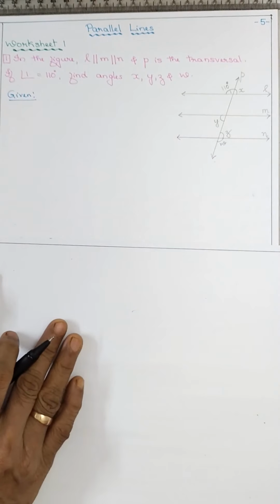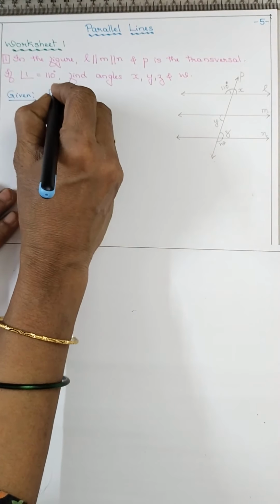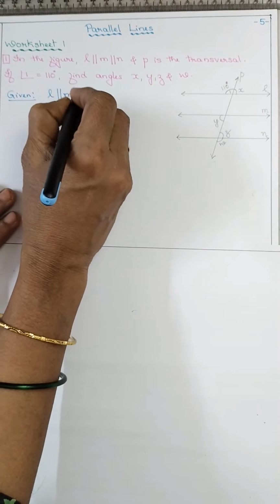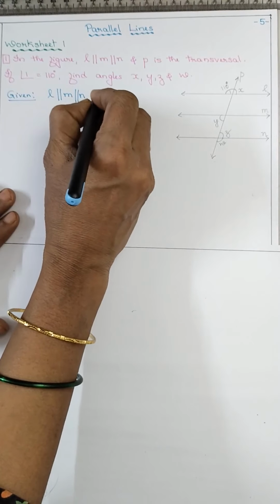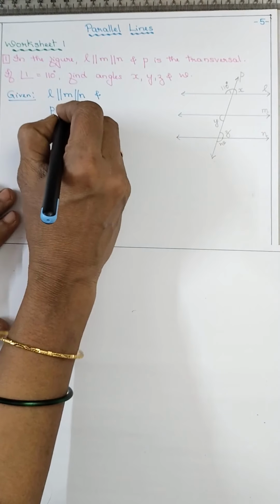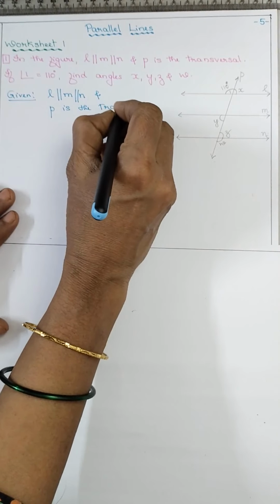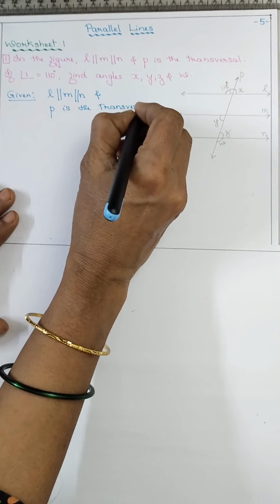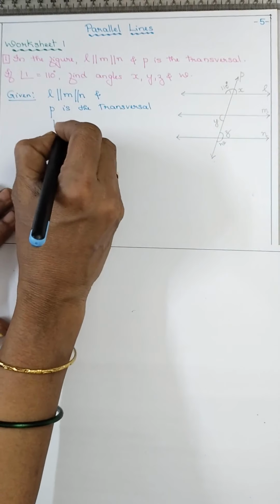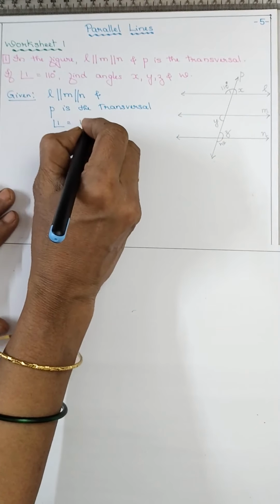As you know, you have to write given, what to find out and all, isn't it? Given L parallel to M parallel to N and P is the transversal and angle 1 is equal to 110.